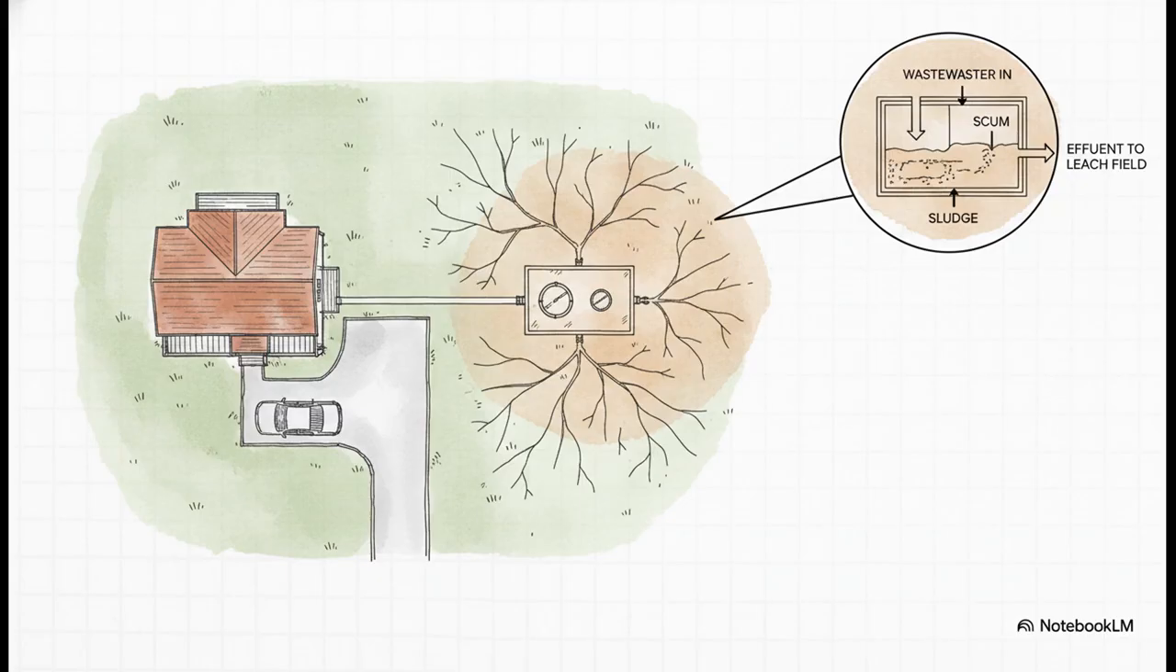And for properties that aren't connected to a city sewer, the plan will also show the location of really important on-site systems, like a septic tank. This is the system that treats wastewater, and its placement is absolutely key for health and environmental safety.